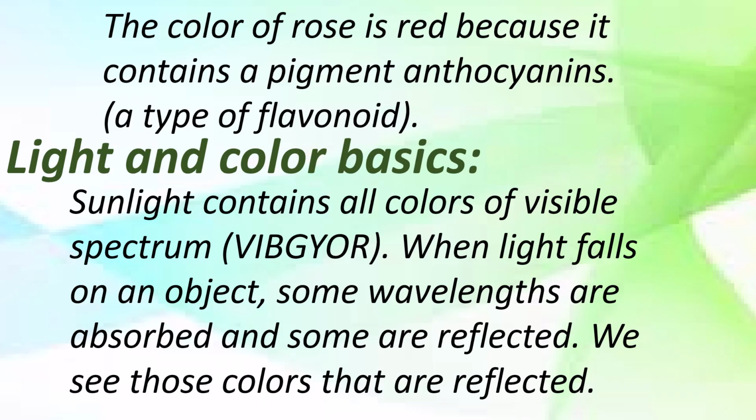Light and color basics. Sunlight contains all colors of visible spectrum, VIBGYOR. When light falls on an object, some wavelengths are absorbed and some are reflected. We see those colors that are reflected. So the sequence of color is VIBGYOR: violet, indigo, blue, green, yellow, orange, red. These are colors of visible light, that is sunlight.